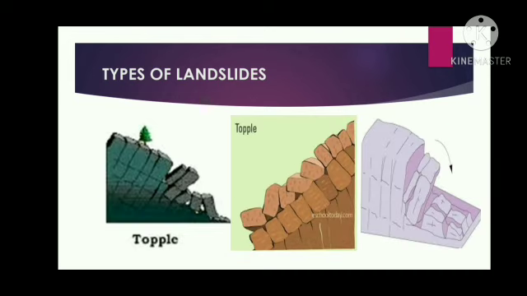Next is topple. In addition, a topple is a forward rotation of material out of a slope. This kind of movement usually occurs due to erosion at the base of the slope, causing the land to lose strength and eventually topple.